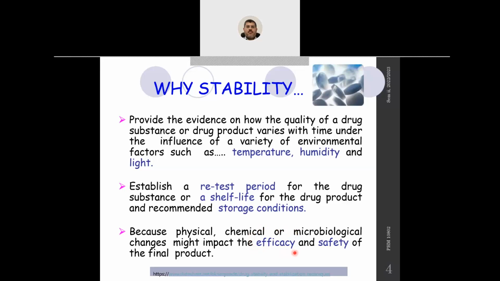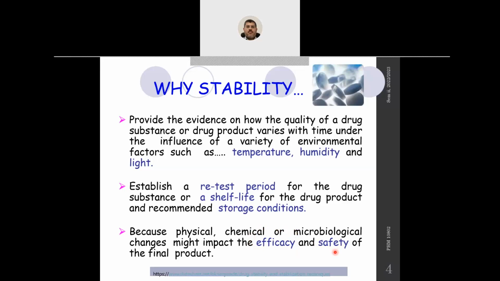When we talk about chemical assay, once the chemical assay result decreases, meaning the content of the drug decreases in the dosage form, then the efficacy definitely decreases. When we talk about safety, we talk about, for example, the degradation products. Some of them may be toxic. So if they increase beyond a certain limit, they may cause harm to the patient.